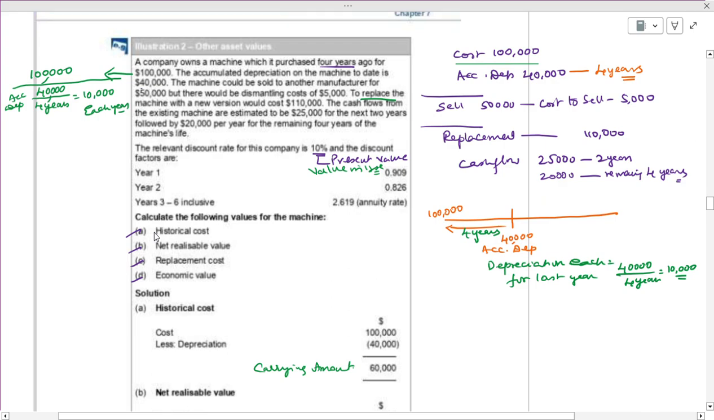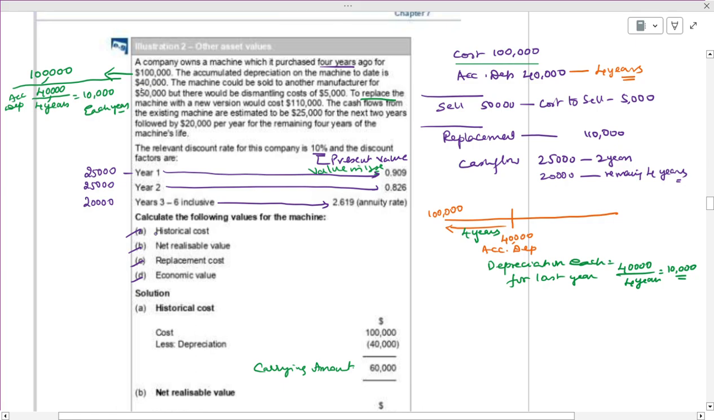See the thing. They have mentioned here, year 1 is this much, year 2 is this much, and year 3 to 4 equal is how much? Year 1 is 25,000. Year 2 is 25,000. Year 3 to 6 is 20,000.